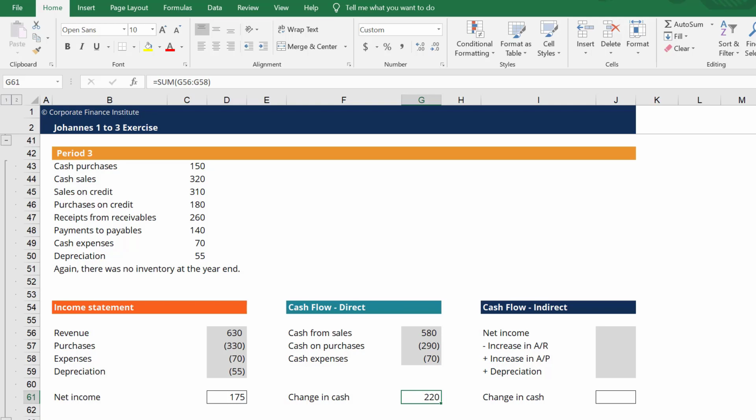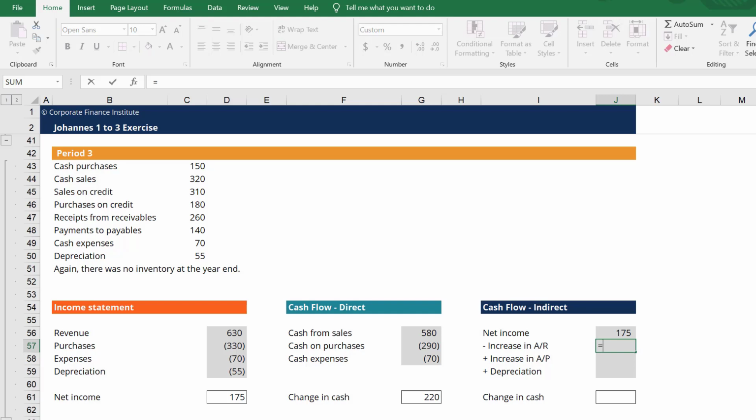As always, we will start with net income, which we can link over to the income statement bottom line. Now we have to make adjustments for any changes in accounts receivable, accounts payable, and non-cash items like depreciation. First, let's calculate the change in accounts receivable. The accounts receivable balance at the start of the period was 0.